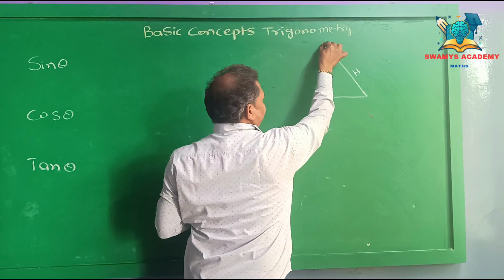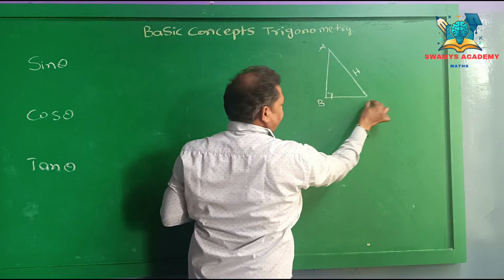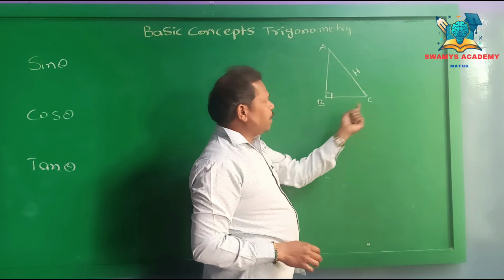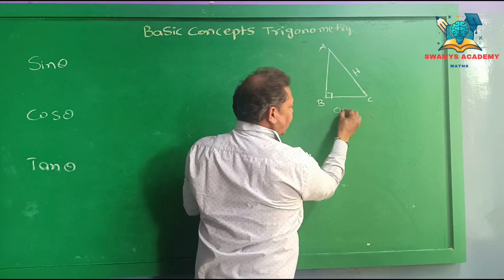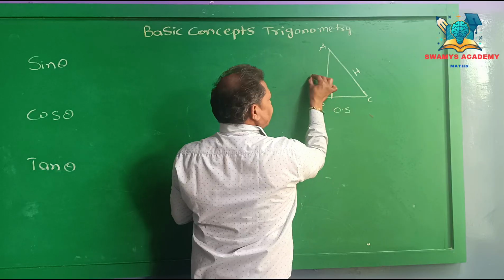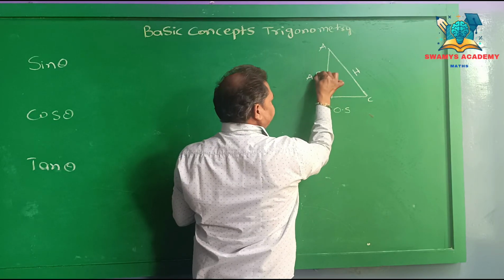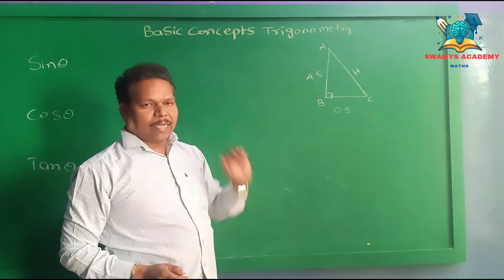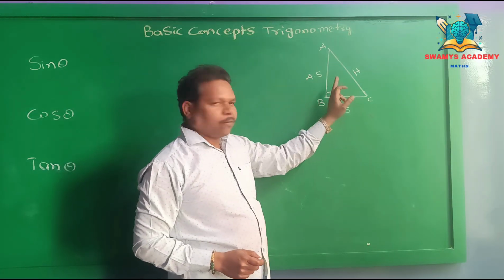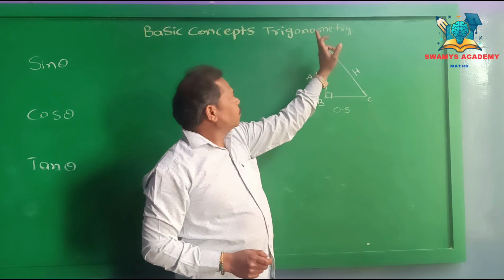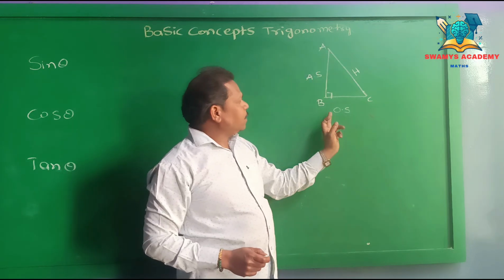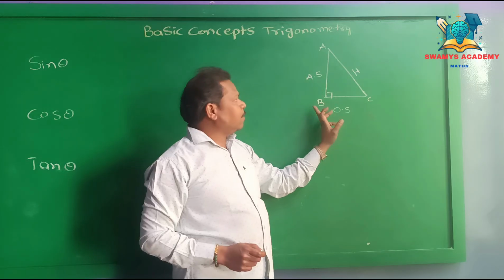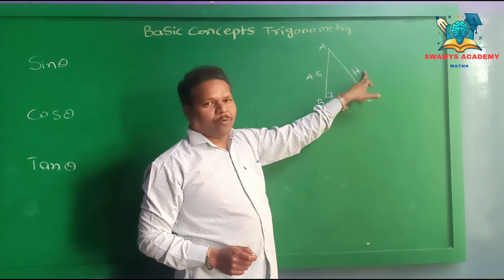For example, if we take a triangle ABC, if B is 90 degrees, and we consider angle A, then BC is called the opposite side and AB is called the adjacent side. Once again, I repeat, we will apply only right angle triangles. At B we take 90 degrees; considering angle A, one side is the opposite side, another is the adjacent side, and the side opposite the 90 degrees is the hypotenuse.